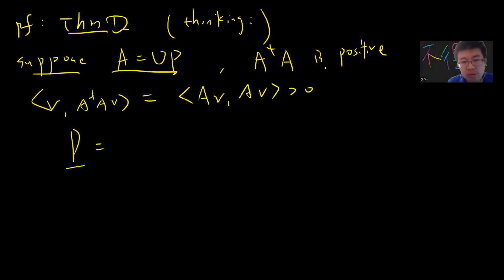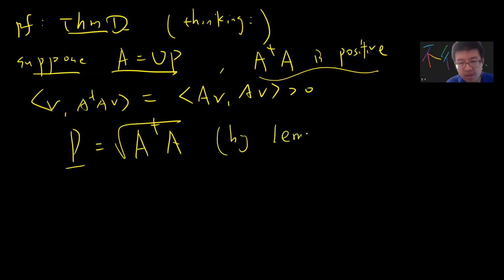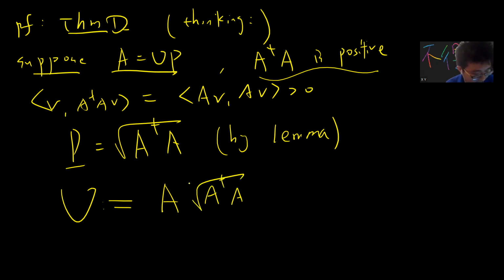So I can define P. This guy is positive and self-adjoint, so I can take the square root. There are unique square roots by the lemma. And then I can define U to be A times the inverse of P. So I can define U to be this.